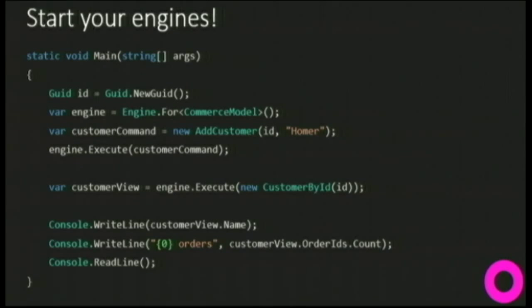So we could get a client to a remote server. We can also get a reference to a local engine. We're creating an add customer command object, and we're executing it on the engine. And then we're executing a query and getting the customer view back. Pretty simple code.